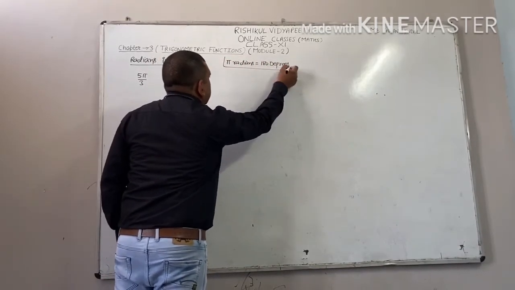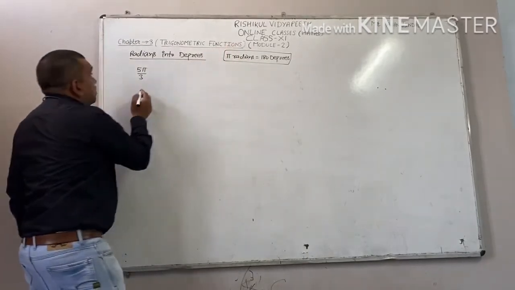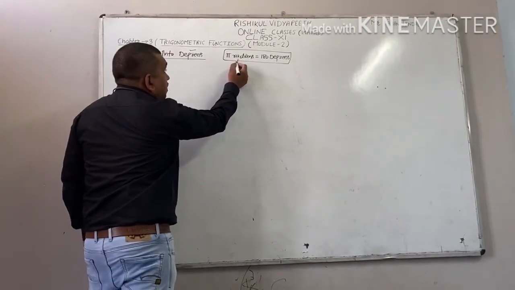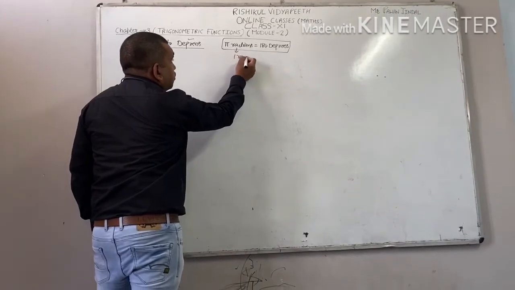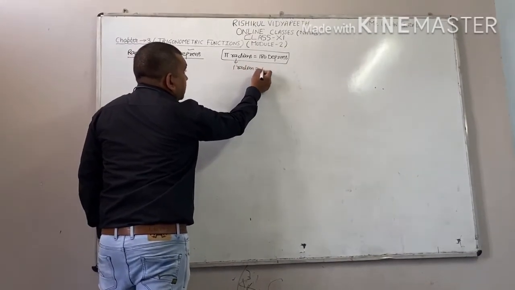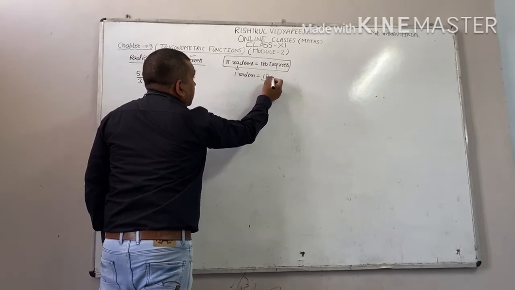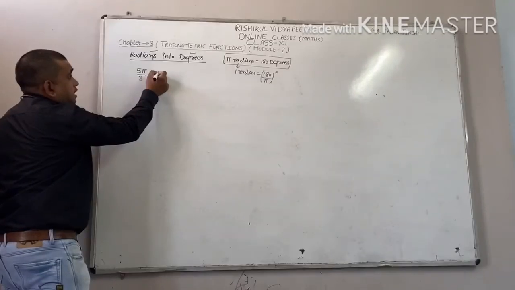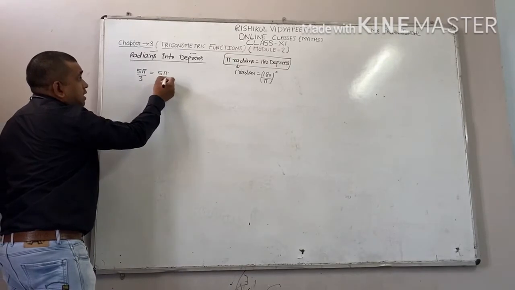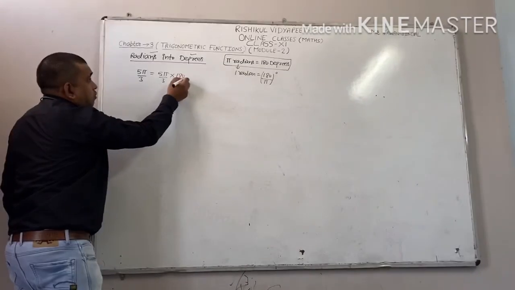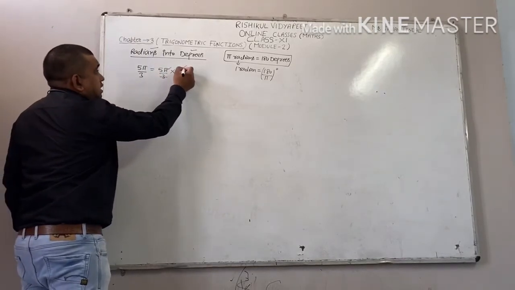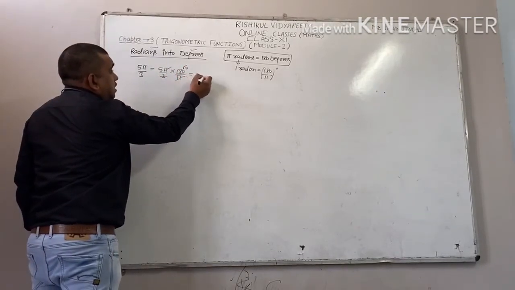Now our topic has changed. We have to convert radian into degrees. Therefore you will find out the value of 1 radian from here. 1 radian equal to 180 upon pi degrees. Therefore 5 pi by 3 radian is equal to 5 pi by 3 into 180 upon pi. This pi cancels out. This cancels out. Answer is here 300 degrees.